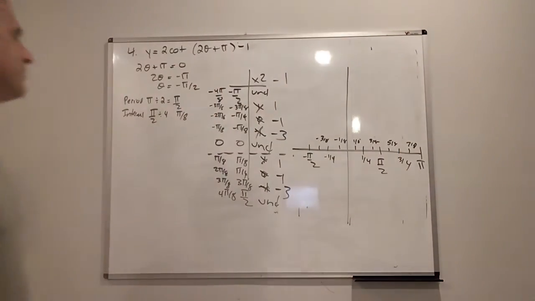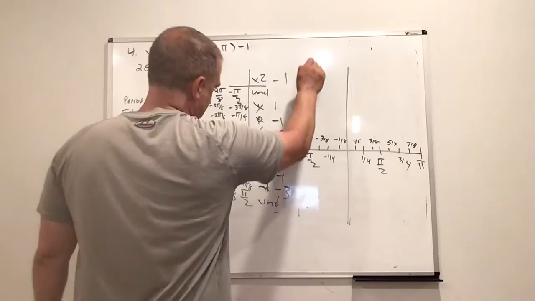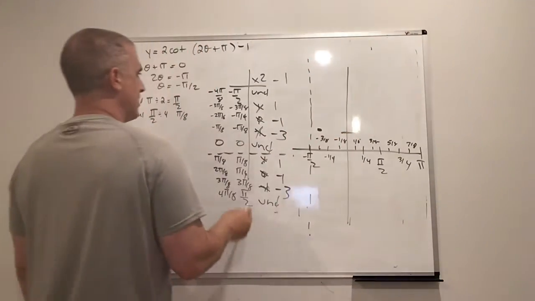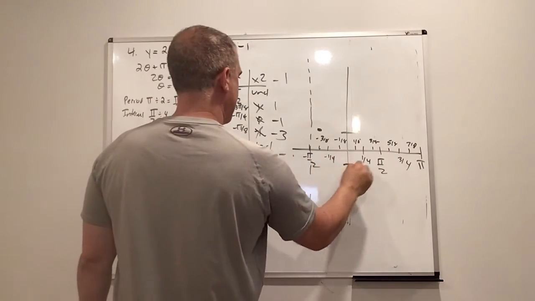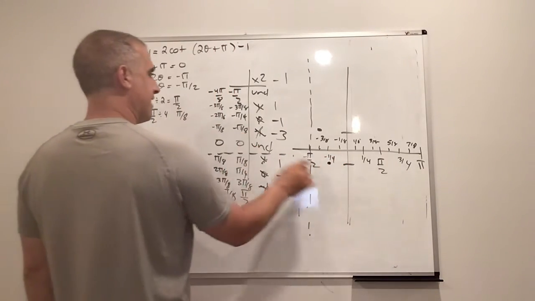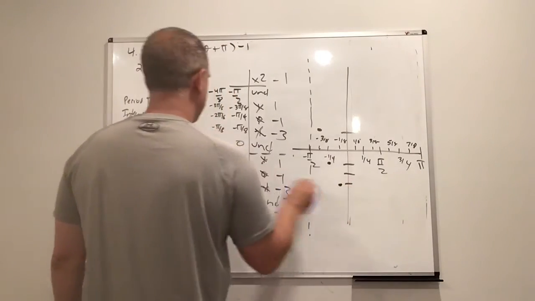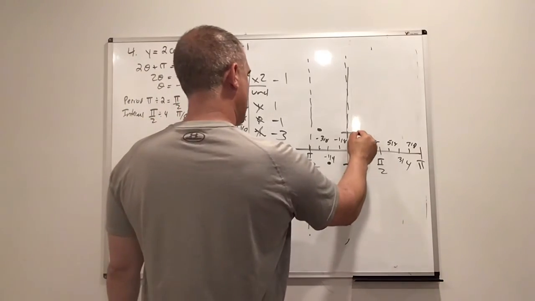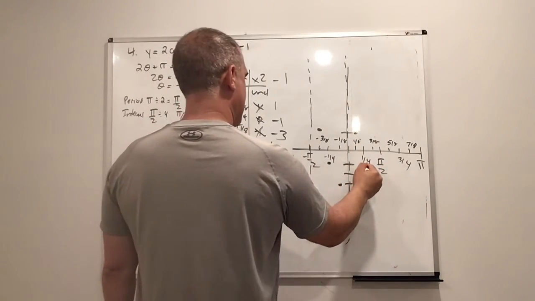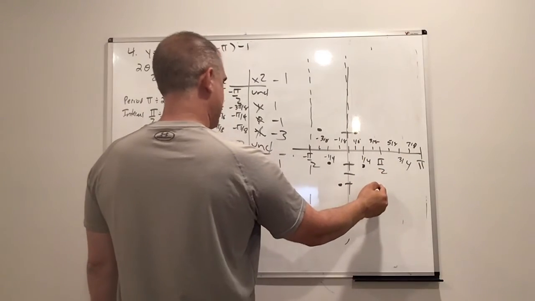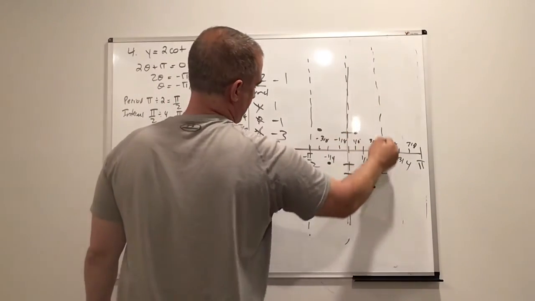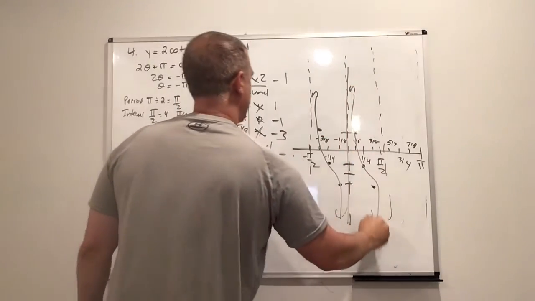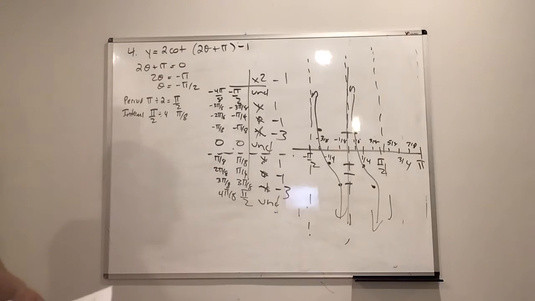Okay, so at negative pi over 2, I'm going to be undefined. At negative 3 pi over 8, I'm going to be at 1. At negative pi over 4, I'm going to be at negative 1. And then at negative pi, I'm going to be negative 3. And at 0, I'm going to be undefined. At pi over 8, I'm going to be at 1. Pi over 4, I'm going to be at negative 1. 3 pi over 8, I'm going to be at negative 3. And then pi over 2, I'm undefined. So this is what your graph looks like. It's like a little chair. Okay, that's what it looks like there.